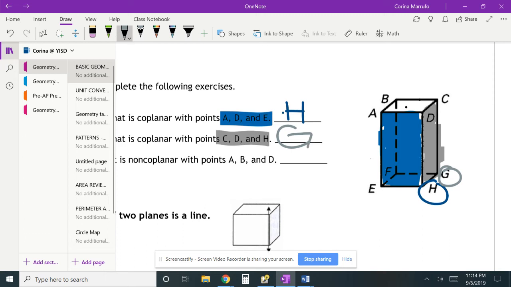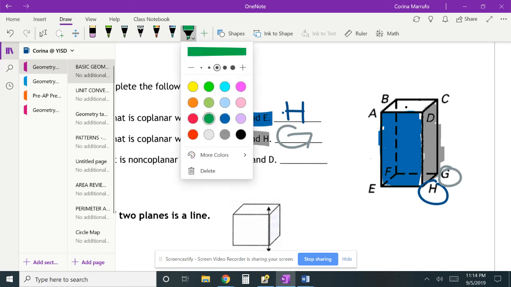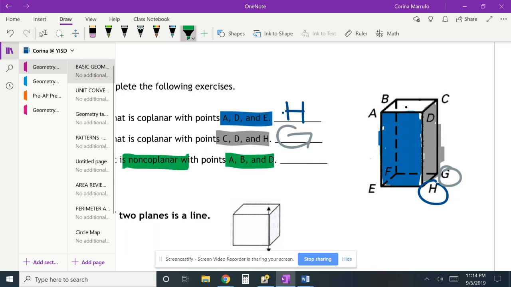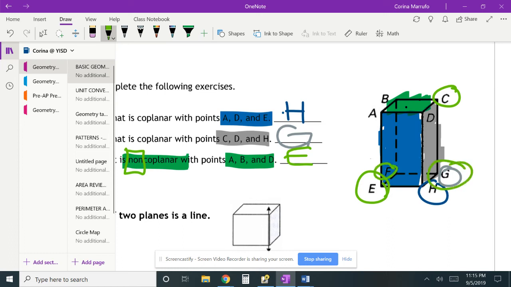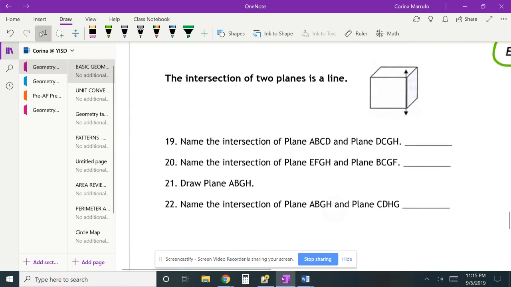And then the next one is asking for what is a point that is non-coplanar with points A, B, and D. So we're looking for non-coplanar. So A, B, and D is this top panel right here. Now with A, B, and D, C would be the coplanar point, but we're looking for non-coplanar. So I'm going to have to pick any other point that's not A, B, D, or C. So I'm going to pick E down here. Now E would be correct, F would be correct, G would be correct, H would be correct. I'm just looking for any one that you pick that is not on the same plane. So there will be multiple answers for these type of problems.